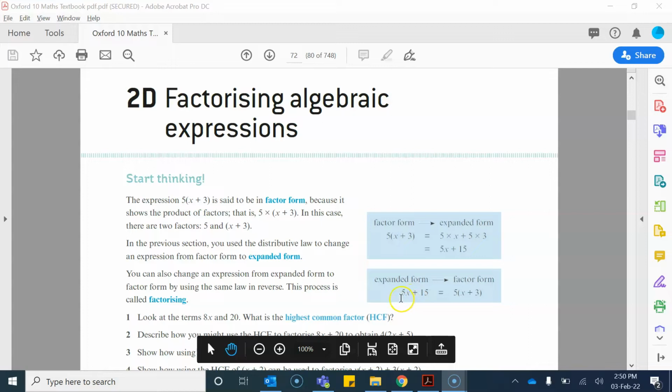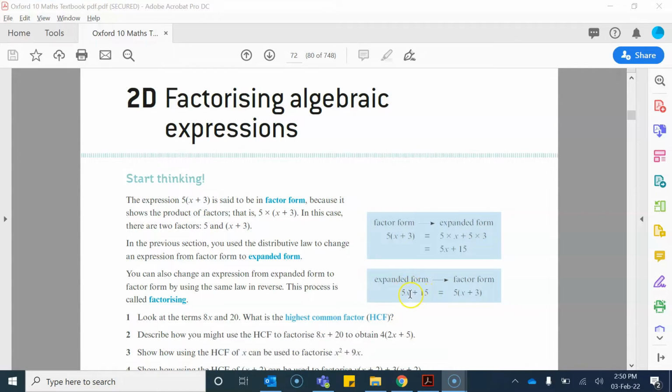Well, I need to look at these two terms and I need to look for a common factor, the highest common factor. So the highest common factor of 5x and 15 is 5 because it's a factor of both of those terms. Therefore, I take out the 5 and you can see that I can therefore write x plus 3 because 5 times x would give me 5x and 5 times 3 would give me 15. So essentially we're doing the opposite process compared to what we have just been doing.